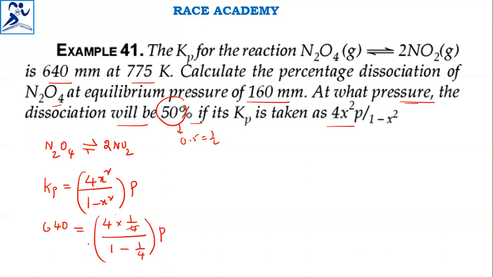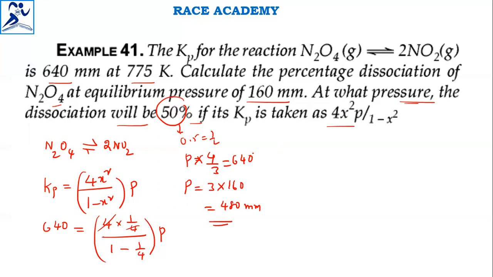So 4 into 1 by 4 is 1. And 1 minus 1 by 4 is nothing but 3 by 4. So it will become 4 by 3. So what is P? P into 4 by 3 is 640. So P is equal to 3 into 160, that is 480 millimeters. 480 millimeters.